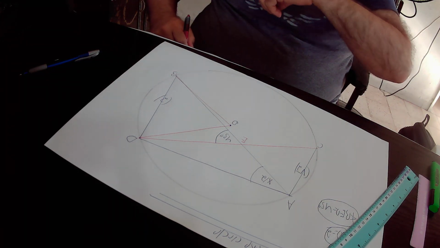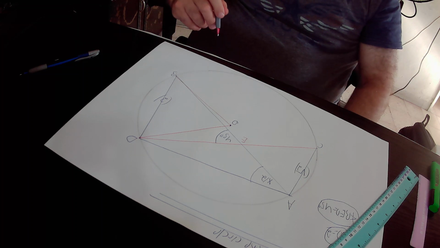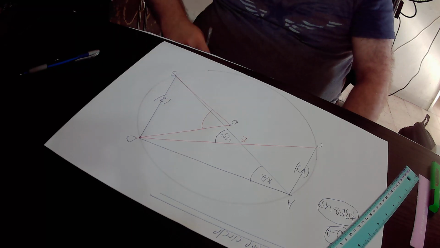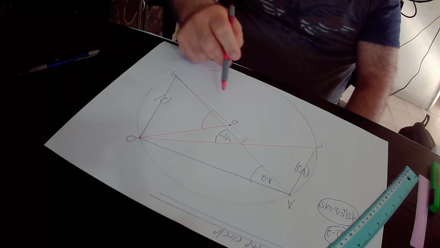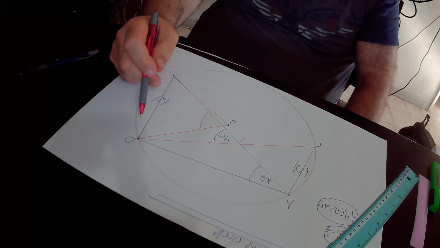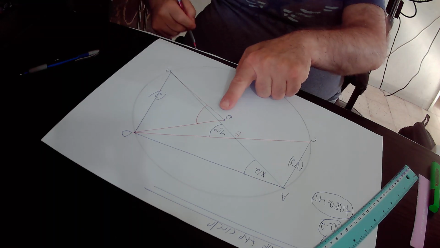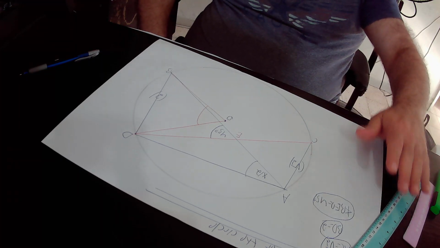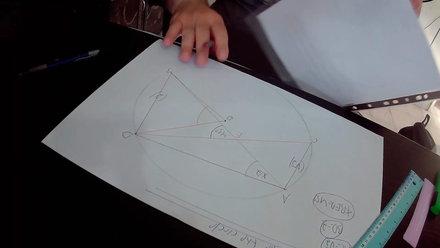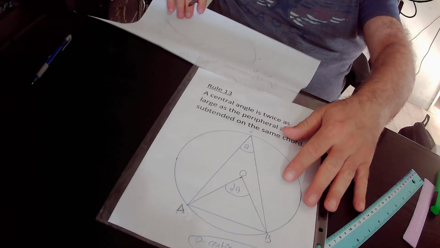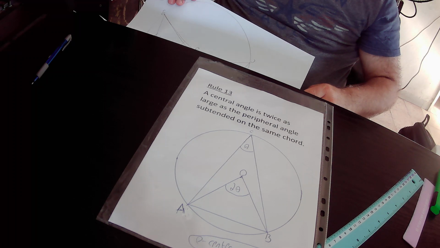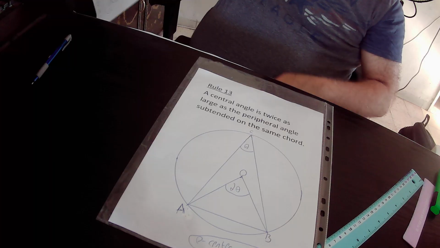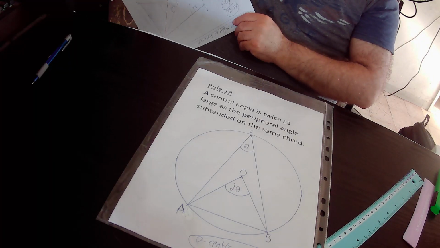Now, doing this construction, we actually created here central angle DOB. This is central angle DOB. And this central angle DOB is also subtended on the same chord called DB. Again, central angle DOB is subtended on chord DB. Now we can implement here rule 13. I'll repeat quickly rule 13. According to rule 13, a central angle is twice as large as the peripheral angle subtended on the same chord.